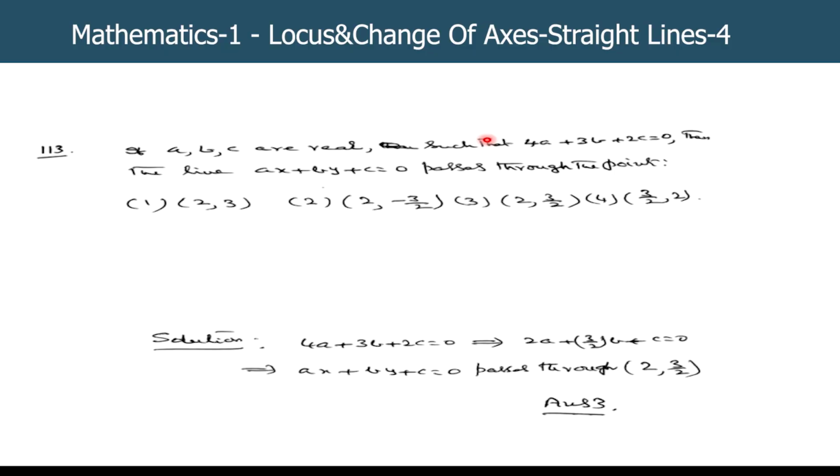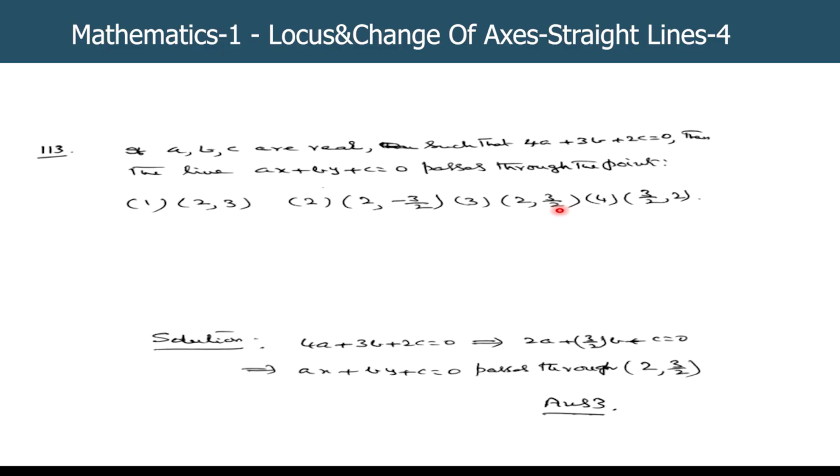Next, 113. If a, b, c are real such that 4a plus 3b plus 2c equal to 0, then the line ax plus by plus c equal to 0 passes through the point (2, 3/2), (2, -3/2), (3/2, 2)... And 4a plus 3b plus 2c equal to 0.